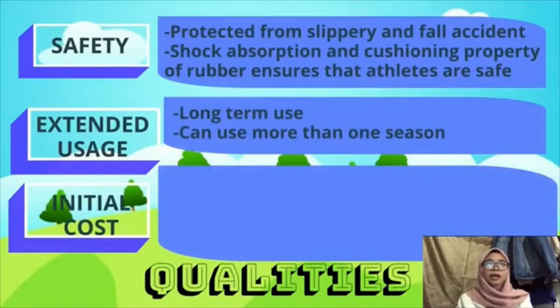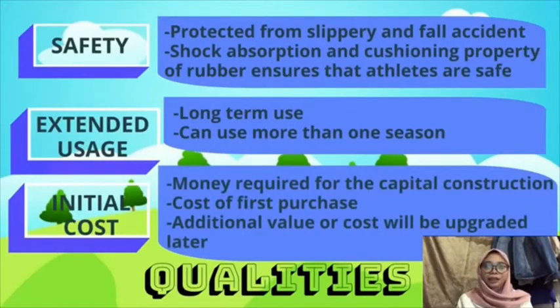Next, extended usage is long-term use, and it can be used for more than one season. So we have to choose, like before, for durability and stain resistance, so that we don't have to change our surface each season. Initial cost is the money required for the capital construction, the cost of first purchase, and additional value or cost will be agreed later. It means this is the cost that we use to buy the surface for the first time, and it is not the same as operational and maintenance cost.